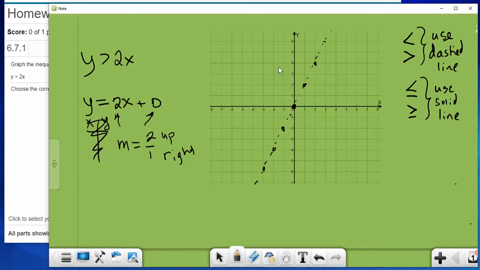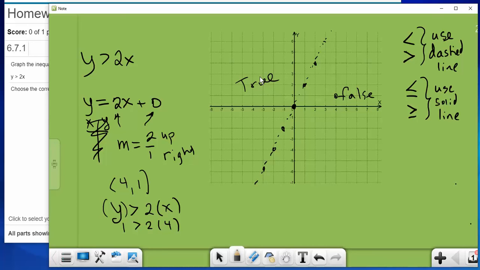So if I pick a number, say like, let's pick a number right here, 4, 1. If I want to test 4, 1, I plug it into the original statement, y is greater than 2x, and I plug in the 1 for the y, 4 for x, and is 1 greater than 8? And the answer is no. So we can see this side's the false side. So this side would be the true side. And then you would shade. Okay, so that's one method.